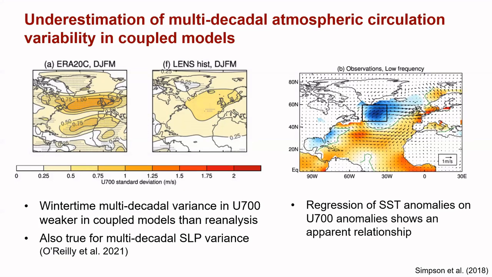And this is also true in other models and other fields you could look at, even sea level pressure. And in this paper, Isla showed that this multidecadal zonal wind variability was related to SST changes, so that there's a regression relationship between SSTs and the zonal winds. So suggesting there might be some connection between maybe SSTs forcing the winds or vice versa.